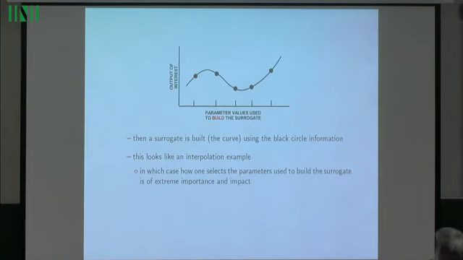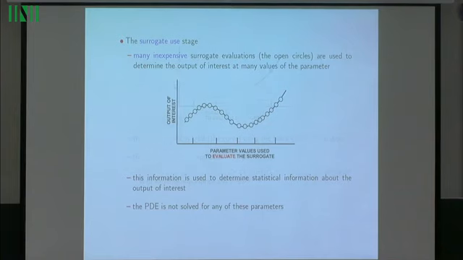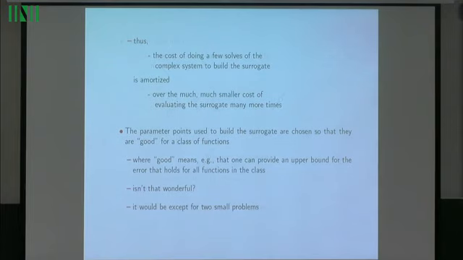In which case, how one selects the parameters to build a surrogate is of really extreme importance, as I'll say a little more about in a minute, and impact. Then once you build that curve, you don't go back to the PDE. Now you need values of the output of interest at many parameter values to approximate your statistical integral. But instead of going back and solving the PDE at all these zillion parameter points, I just query this curve, this interpolant. So no PDE solves at this stage. So the idea is that the cost of a few solves of the complex system, the PDE, to build the surrogate is amortized over the much smaller costs of evaluating the surrogate many times.